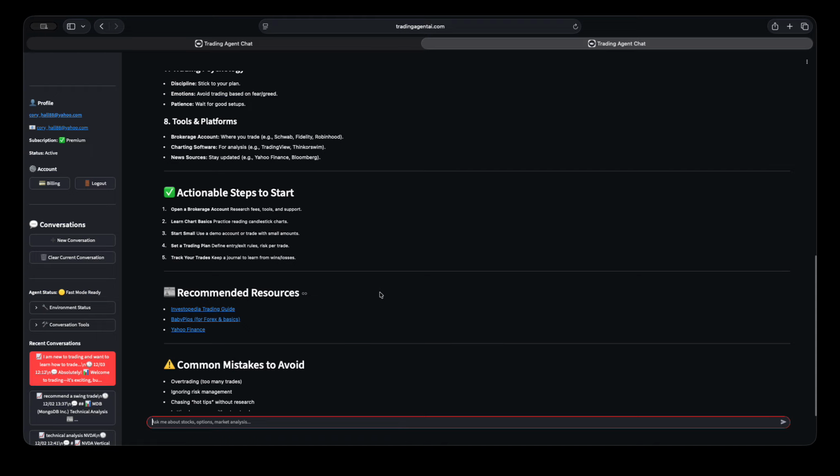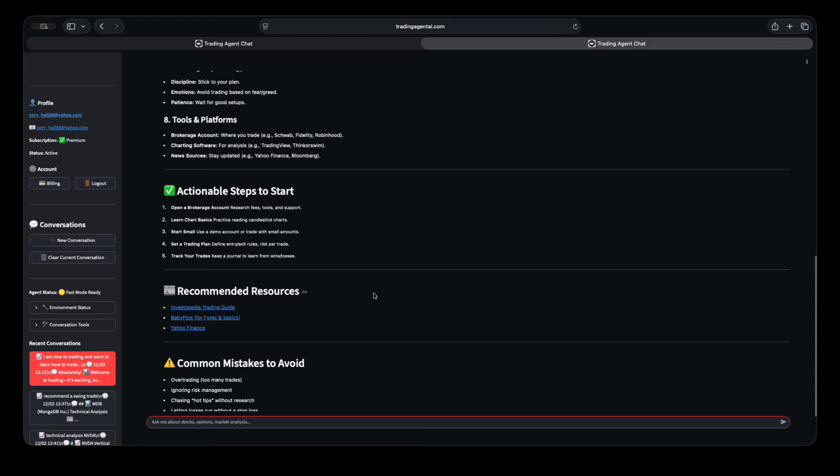And then some actionable steps to start. The first thing you're going to want to do is open up a brokerage account, research your fees, tools, and support. Learn charting basics, practice reading candlestick charts. Start small, use a demo account and/or trade with small amounts. A lot of brokers offer paper trading, and that's a good way to get the feel for placing orders, setting up your trades and doing your analysis, where you're not actually risking real money until you feel comfortable.